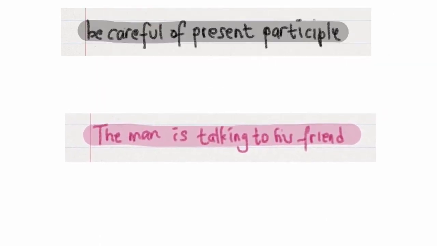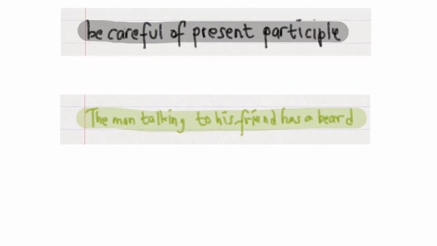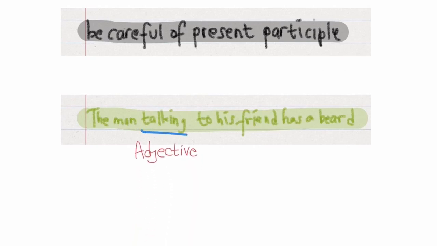Now look at the following sentence. In this sentence, talking is part of the verb because it is accompanied by is. A present participle is an adjective when it is not accompanied by some form of the verb be, just like in the following sentence. In this sentence, talking is an adjective and not part of the verb because it is not accompanied by some form of be. The verb in this sentence is has.